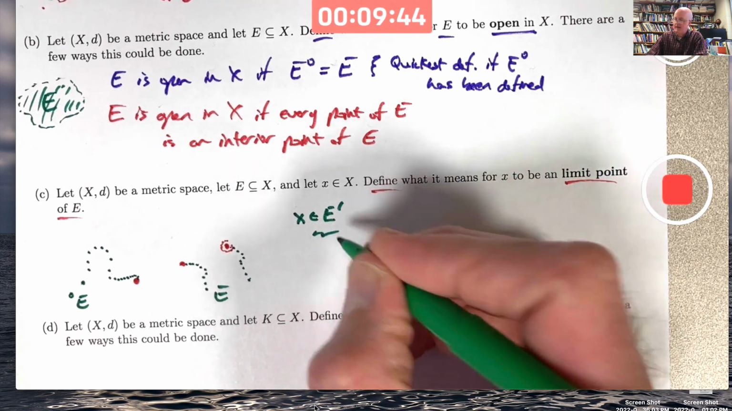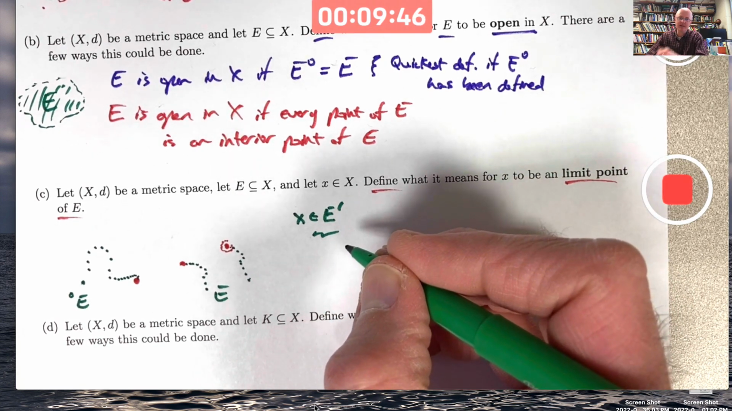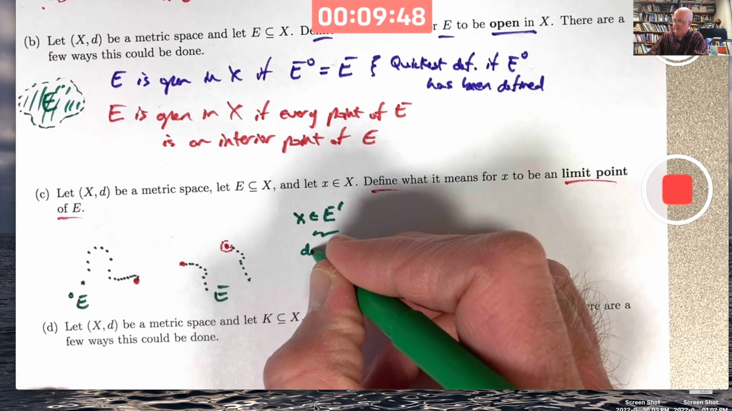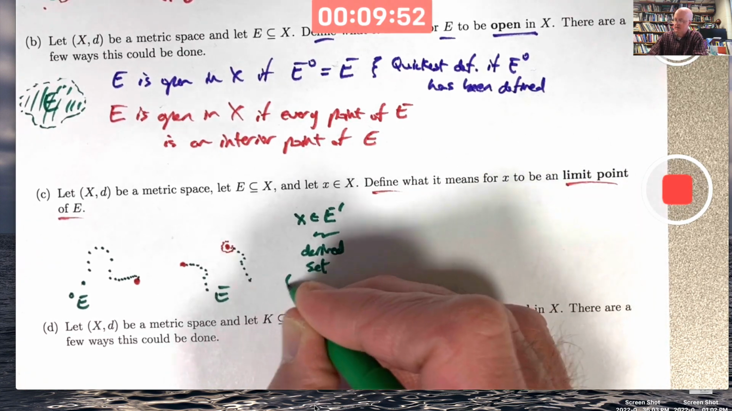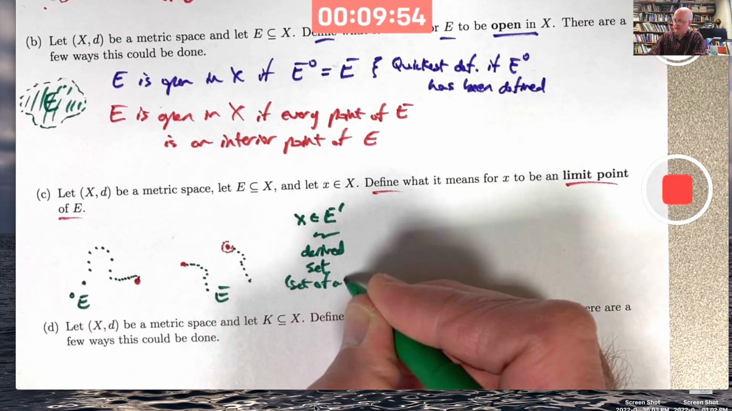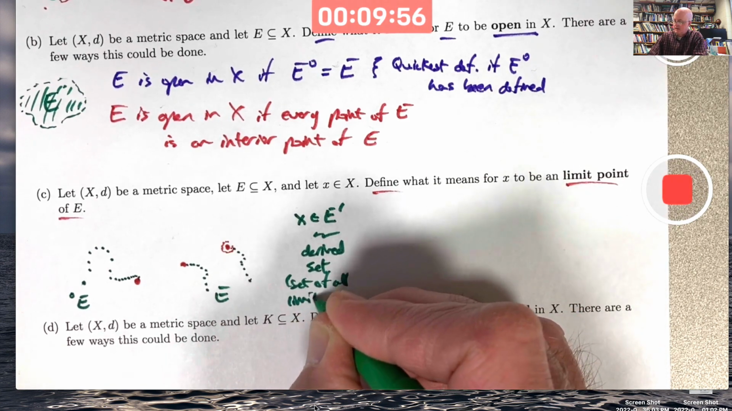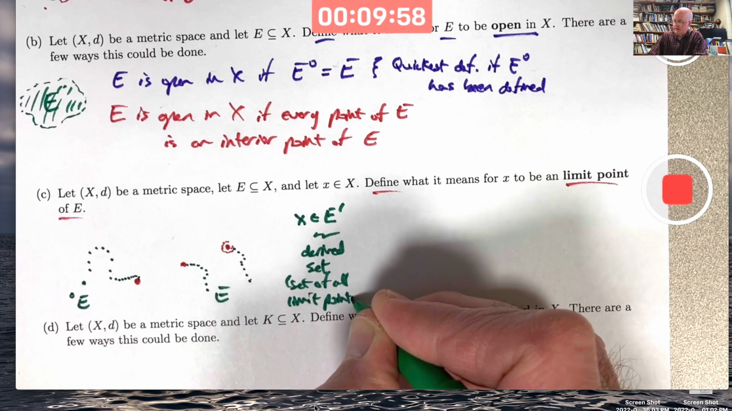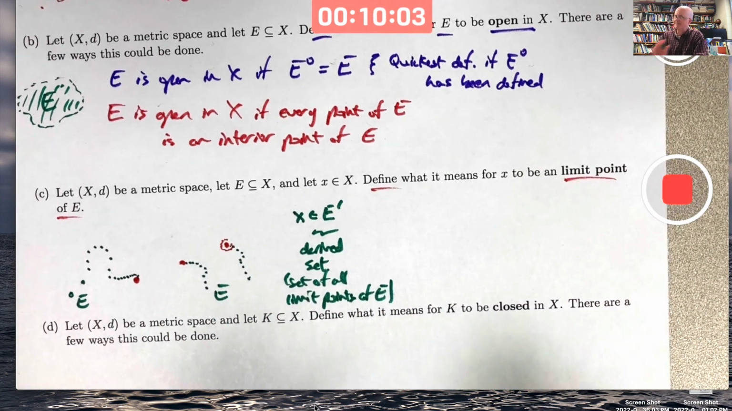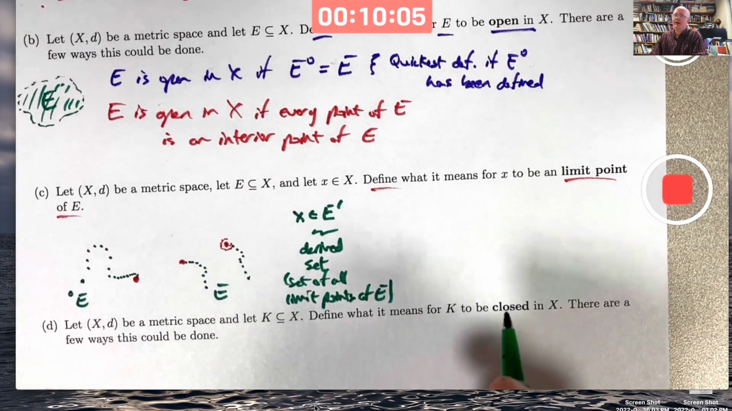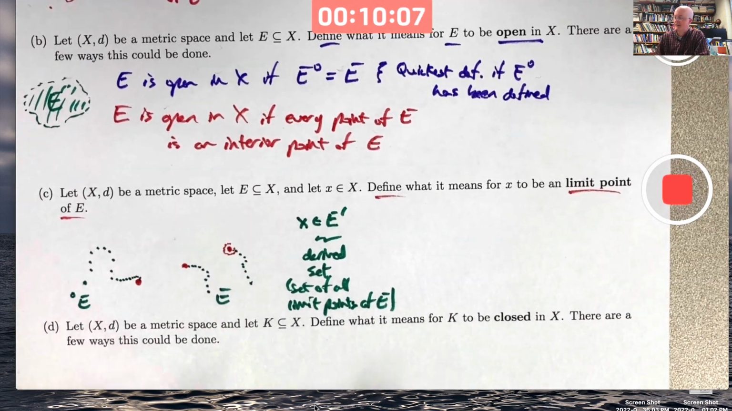E prime is the set of all limit points of E. It is often called the derived set, the set of all limit points of E. Is it a derivative? Is it like calculus? No. Well, at least not in the most basic sense.